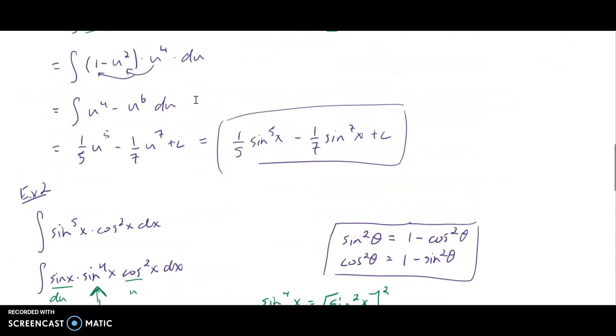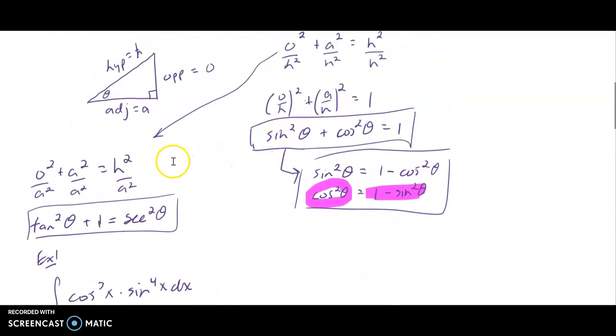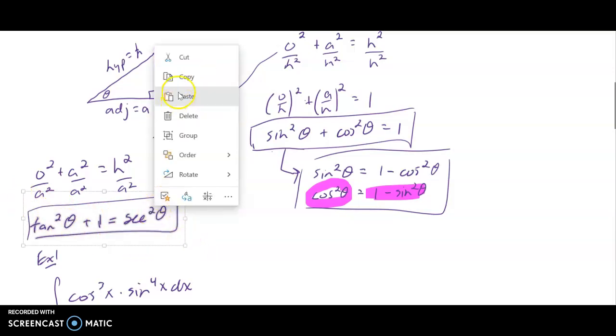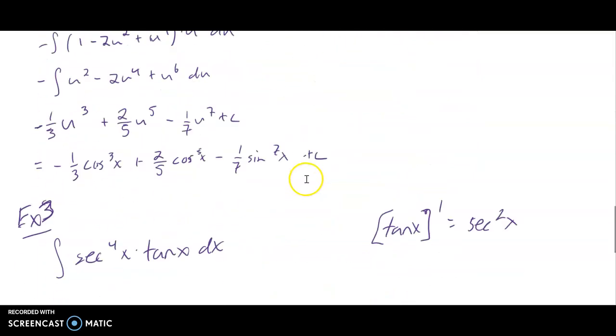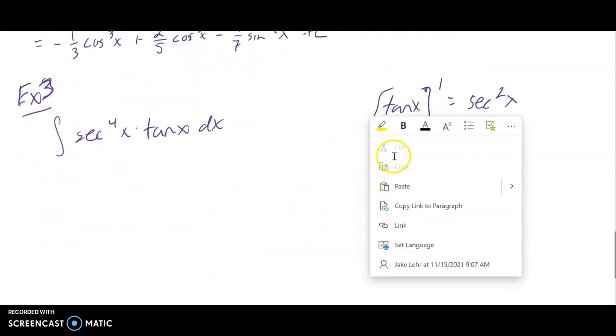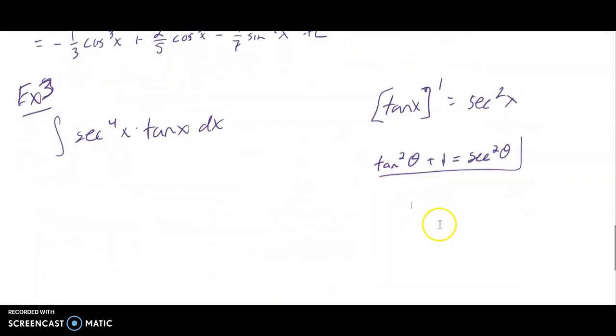So let's go back up to the top here where we did all our triangle work. Do you remember when we had o squared plus a squared is h squared? And I divided by a squared to get tan squared of theta plus 1 is secant squared theta. You should be able to do that. We're going to use that down below for this integral. And if you understood what we did in the previous one, then this one should be pretty straightforward.